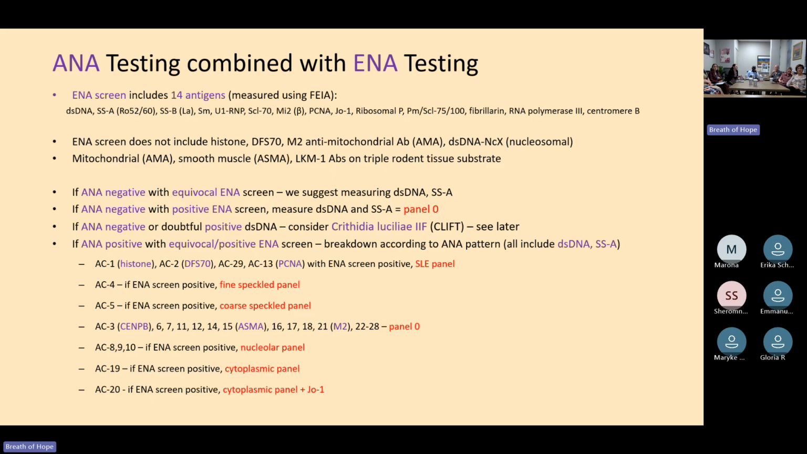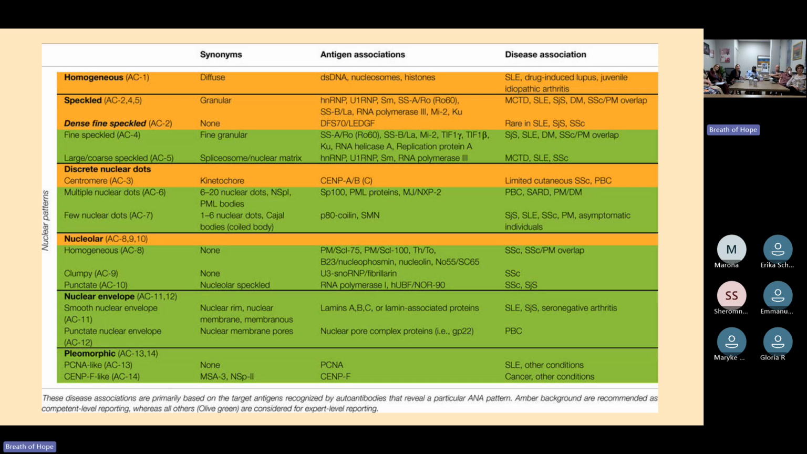If we see nuclear fine speckled, we do a panel that includes antibodies that you see with that. If we see a coarse speckled, we do two extra ones. That's centromere, we'll look at it just now. And then we've got a nucleolar panel, AC8, 9, 10, that's your nucleolar patterns. And then for your cytoplasmic patterns, AC19, you do certain ones, and then for AC20, you add Jo1, because that's what you expect to find with the AC20. This is just for completeness, so don't worry about it.